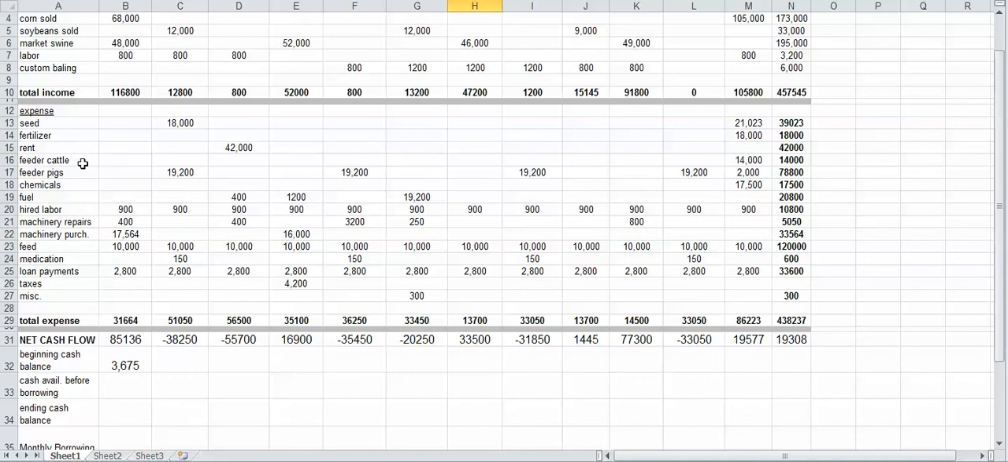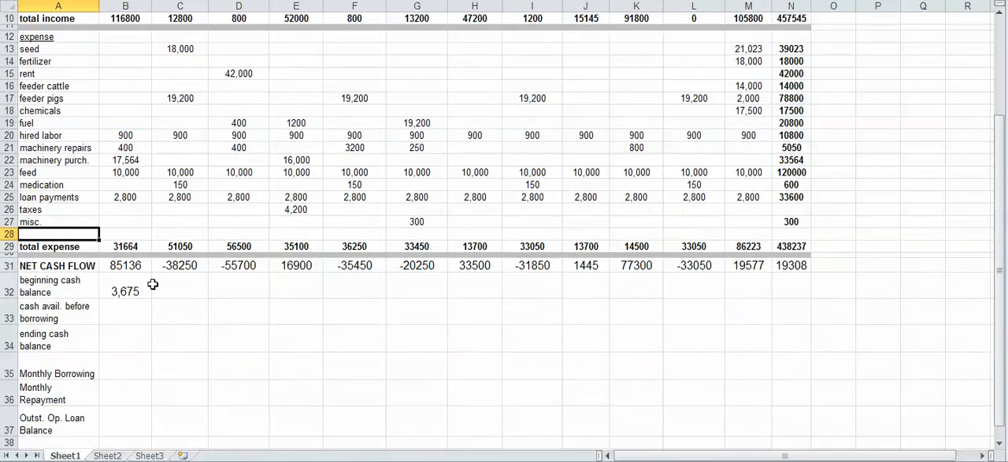Seed, fertilizer, rent, feeder cattle purchases, feeder pigs, chemicals, fuel, hired labor, machinery repairs, machinery purchases, feed, medication, loan payments, taxes, miscellaneous. This is just a real basic example of what a cash flow summary projection would look like. You could go ahead and use this for your own farming operation. Add categories, delete, whatever you'd want to do.